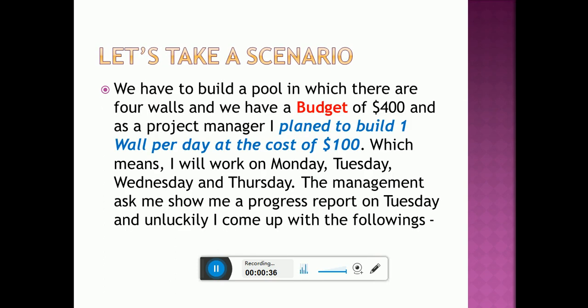The example will look like this: I have to create 4 walls, and the cost of the whole construction, just say, is $400. As a project manager I come up with a plan that I will construct 1 wall per day at a cost of $100, which means I'm working on 4 consecutive days, that is Monday, Tuesday, Wednesday and Thursday.